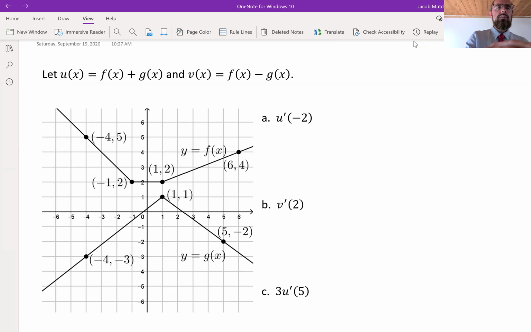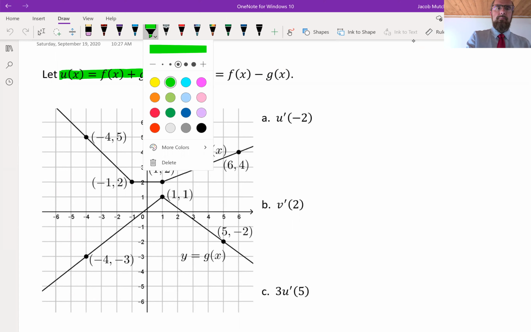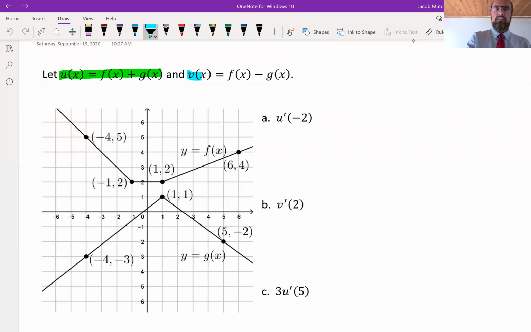So the first one we see here is u of x, and that is the sum of f of x and g of x. And then we also have v of x, which is the difference. So v of x is f of x minus g of x. So let's take a look at three different derivatives that make use of this sum and difference configuration.